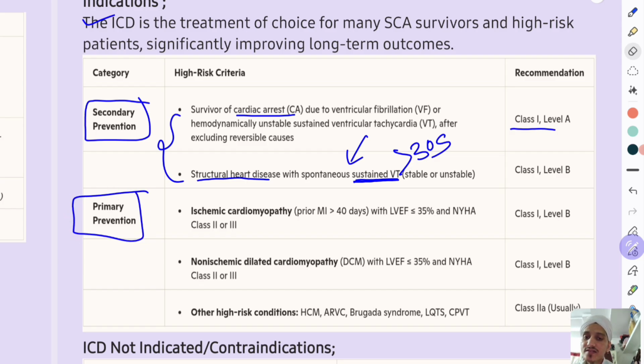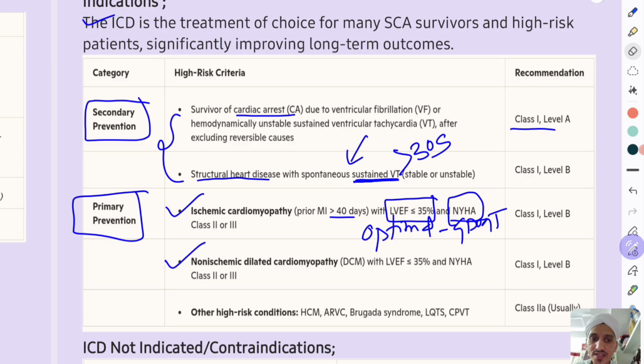Primary prevention in ischemic cardiomyopathy. So for example, patients with angina or coronary artery syndrome, prior MI more than 40 days. Ejection fraction should be less than 35%, and patient should be symptomatic with NYHA class 2 to 3 on optimal GDMT. These are the conditions, remember. So these patients should receive ICD.